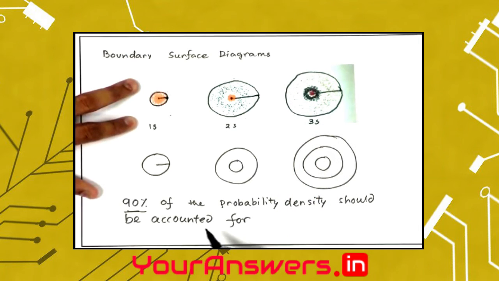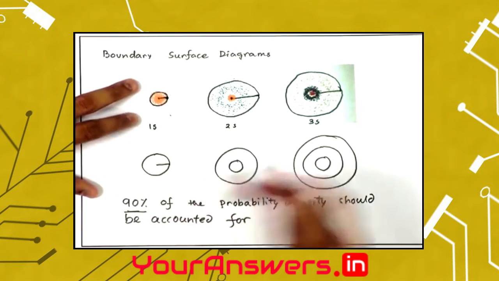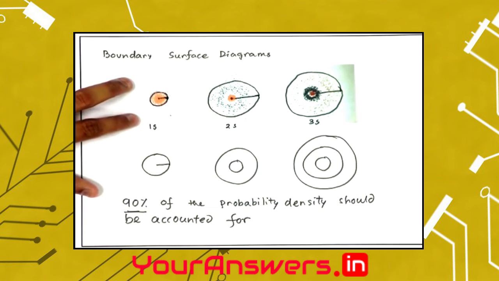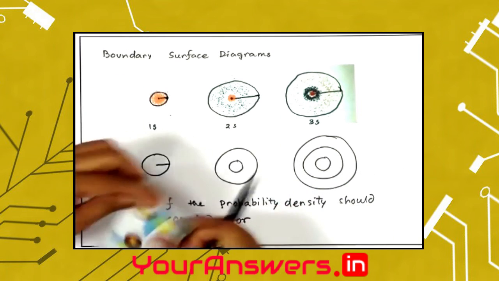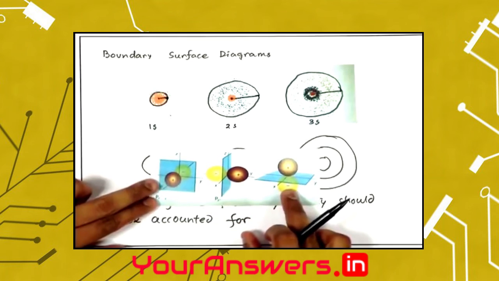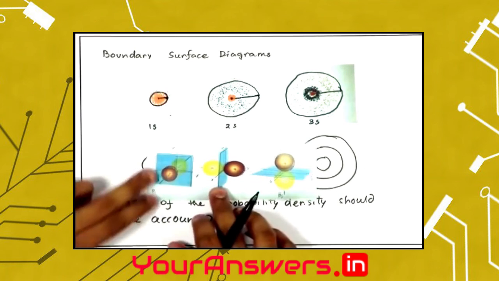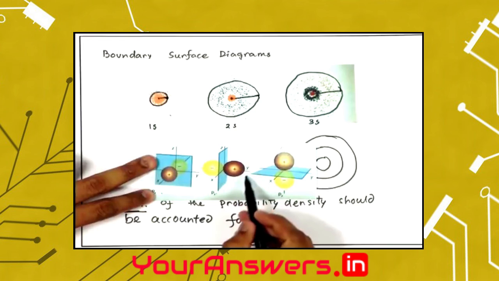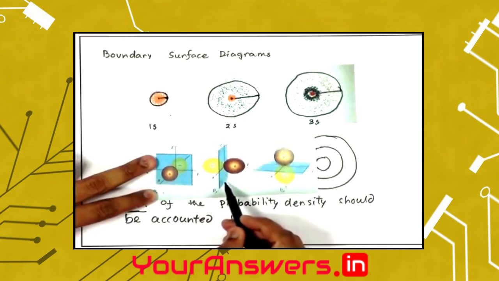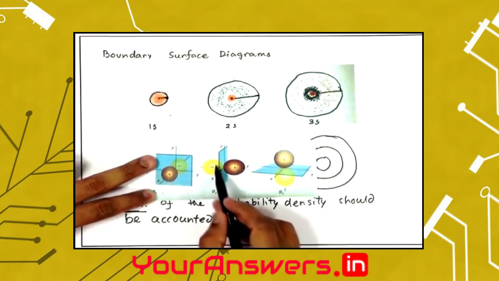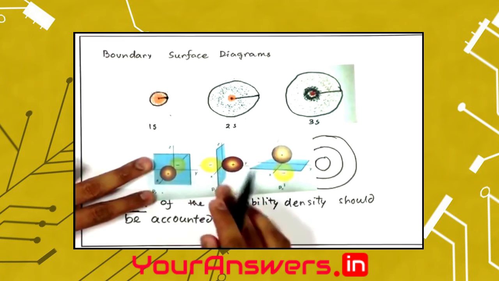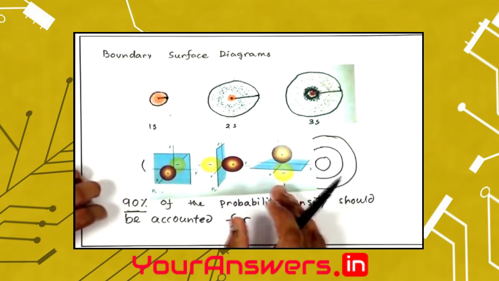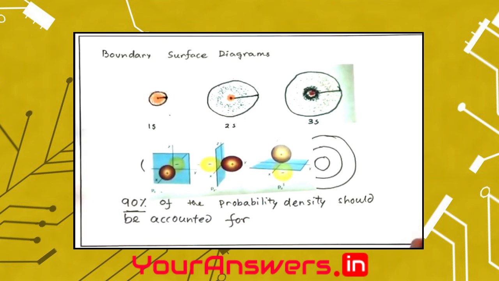The boundary surface diagrams help us obtain the pictures that we showed. For example, the px, py, pz orbitals that I showed you earlier, you see these lobes. So, the size of the lobe will be determined by the fact that within this region 90% of the probability density should be accounted for. This boundary surface diagram is a very useful tool to discuss the orbital shape.